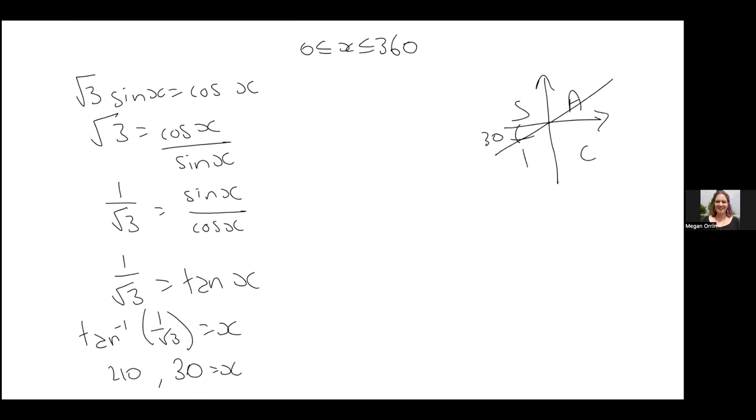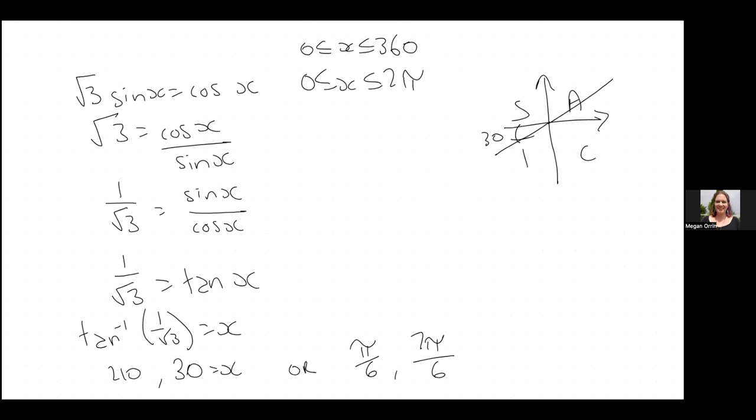If I wanted to do the same thing with radians, what's 30 in radians? Pi on 6. And then what's 210? Yeah, 7 pi on 6. Either way, just make sure that you're paying attention to whichever version they give you. If they say 360, make sure your answer is in degrees. If they say 2 pi, make sure it's in radians. All right, let's do another one.